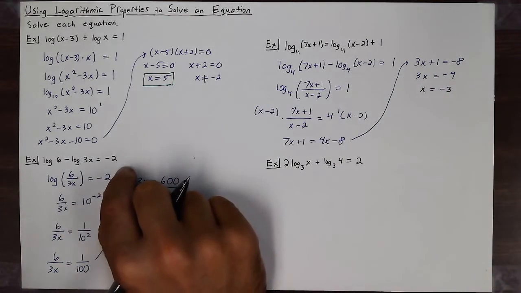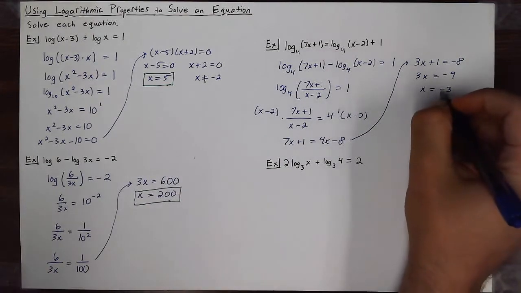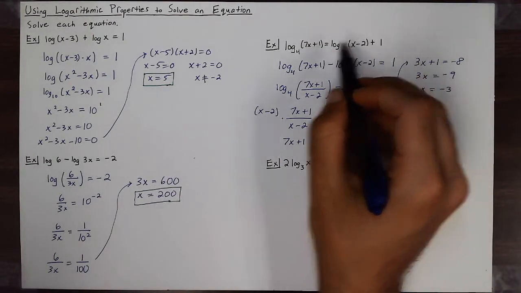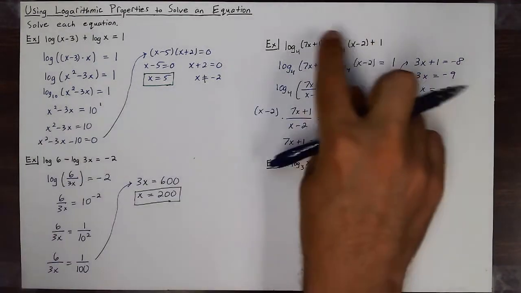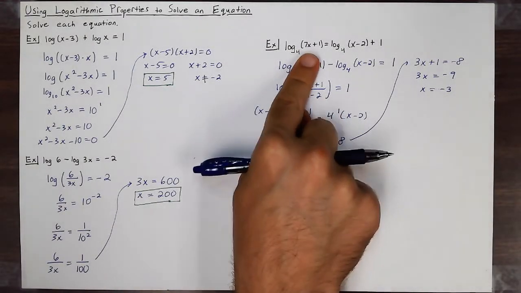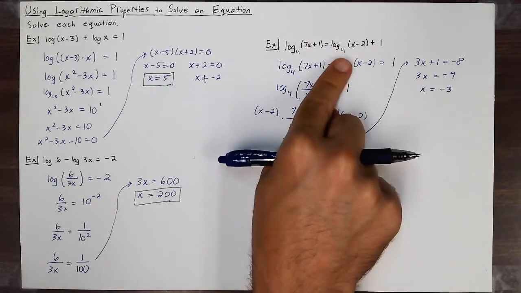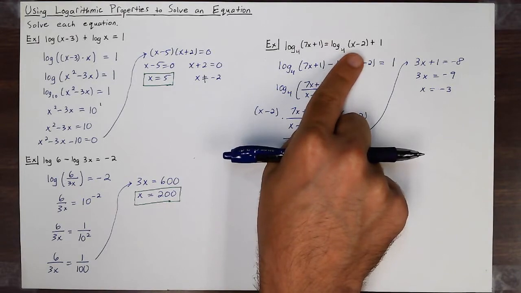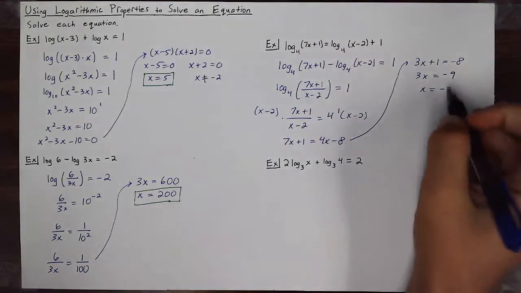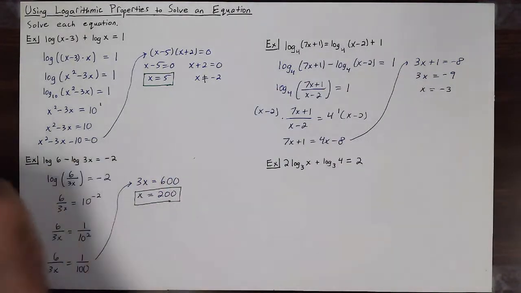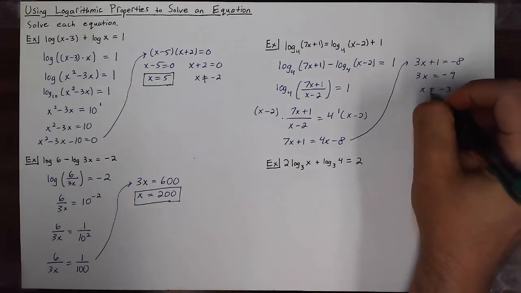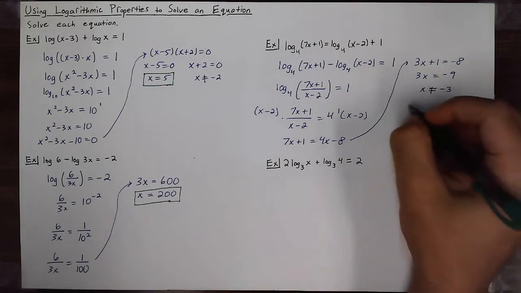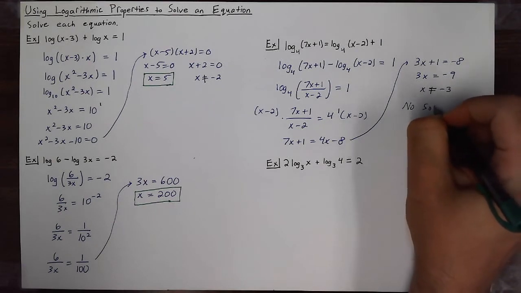Now, one thing to look out for here is that negative 3 would make this log negative and that log negative. That would be negative 21 plus 1, which is negative 20. And log base 4 of negative 3 minus 2, which is negative 5. So since it makes both those logs negative on the inside, that x cannot equal negative 3. So in this case, there is no solution.